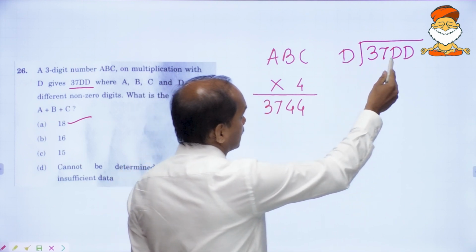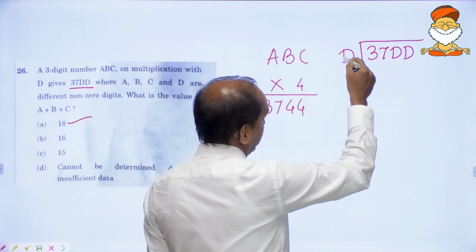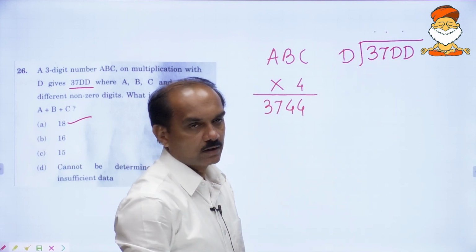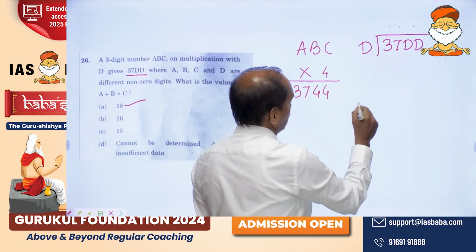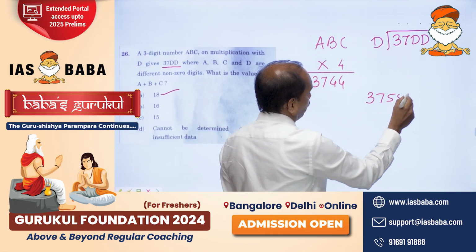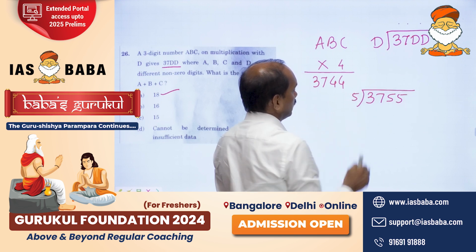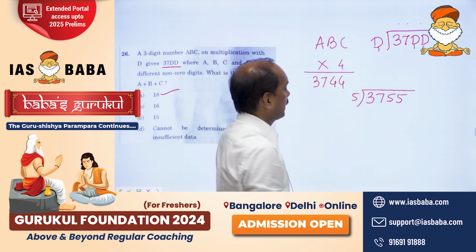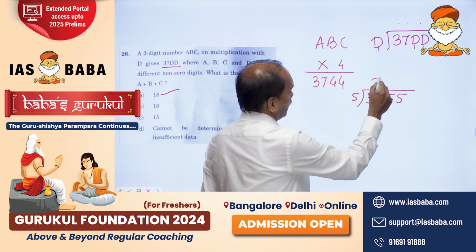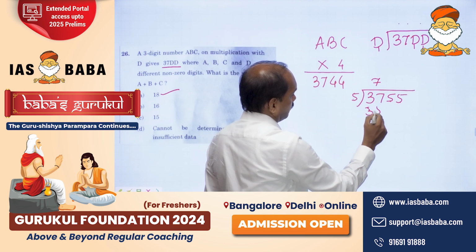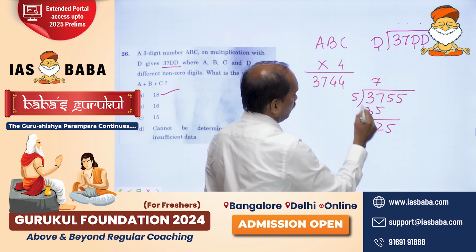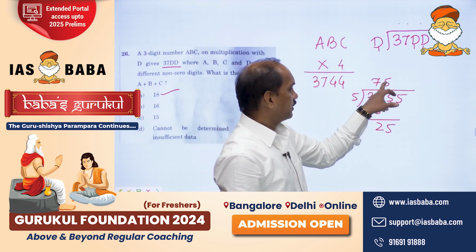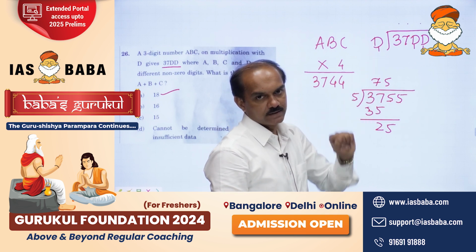If you divide this by D, you must get different digits here. Okay. So try out some digits there. If you take 3755, divide by 5, because the same thing you must take. Okay. So 5 7s are 35, 2 25, 5 5s are 25. Again, the same 5 is coming here. That is why 5 is ruled out from this place.